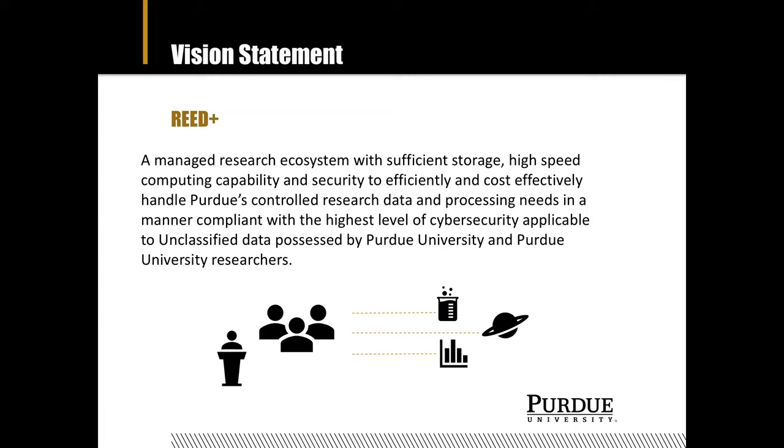Our export control officer has been a big champion in coming up with a unified framework for working with regulated research data at Purdue. And she laid out this vision, which has survived largely unmodified. Her vision is that just because a researcher is doing encumbered data, we should not give them an environment that's smaller, less capable, less useful and more expensive than what they would get if they were doing open research. So we want to be able to efficiently and cost-effectively handle research data and do it in a manner that's compliant with the highest level applicable to unclassified data.